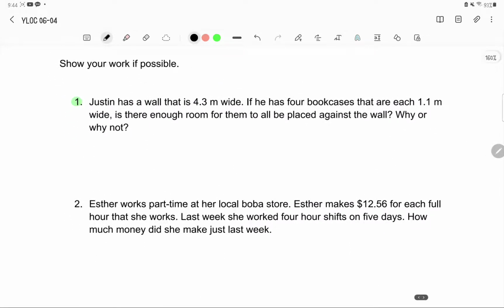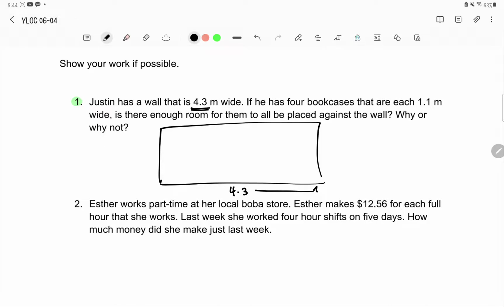Okay, last question. Justin has a wall that is 4.3 meters wide. If he has 4 bookcases that are each 1.1 meters wide, is there enough room for them all to be placed against the wall? Why or why not? So let's visualize the wall, which is 4.3. And we have bookcases that are, I'll say maybe this one is 1.1 meters, right?